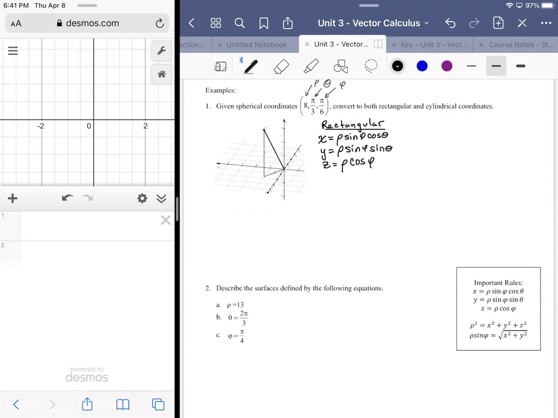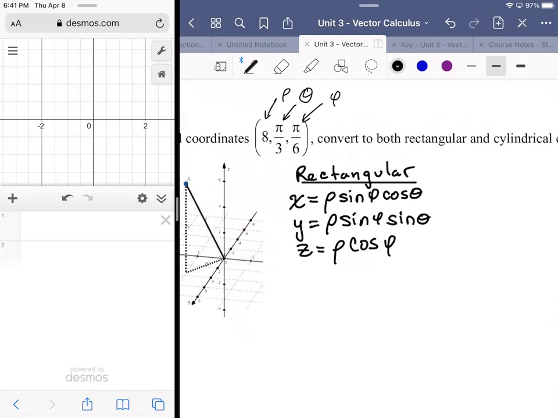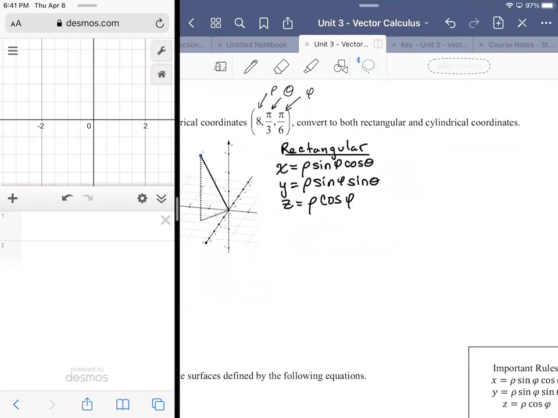All right, so this will get us over to rectangular. You can make it work with Desmos. It's up to you. If the numbers are friendly enough, then you can figure it out. So rho sine pi over 6, cosine pi over 3. Those are very friendly. So 8 times a half times another 1/2. So 2. Half of 8 is 4, half of 4 is 2.